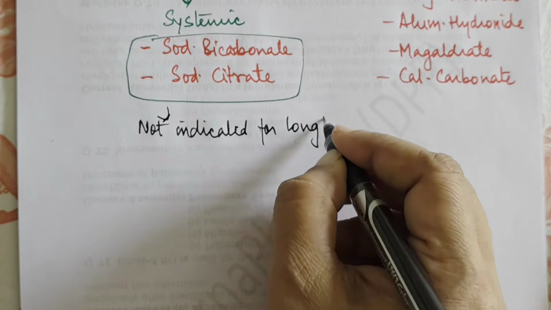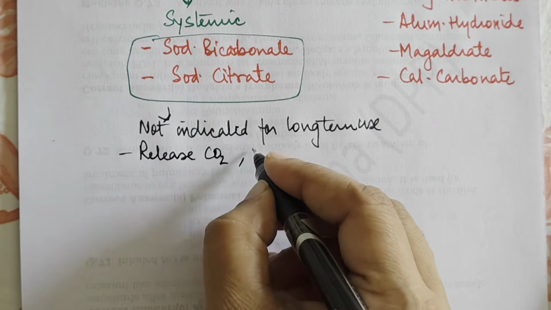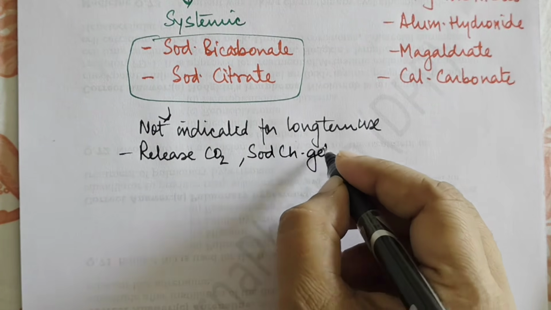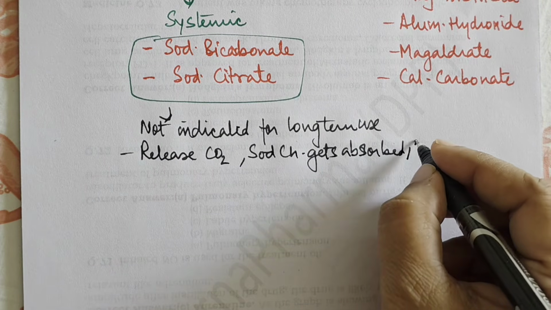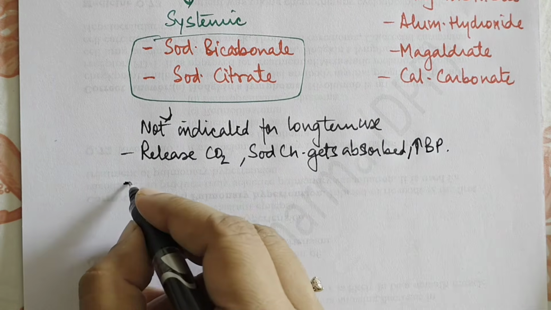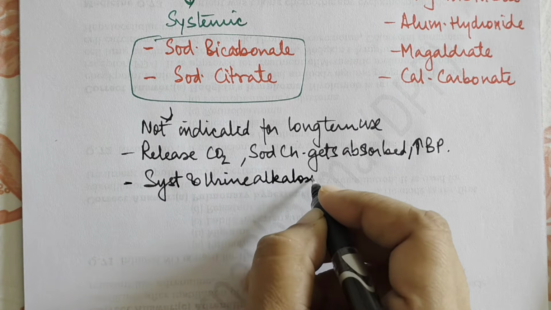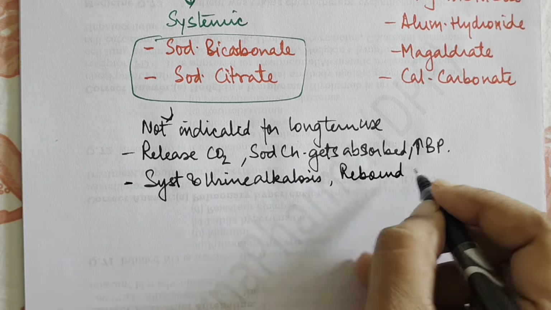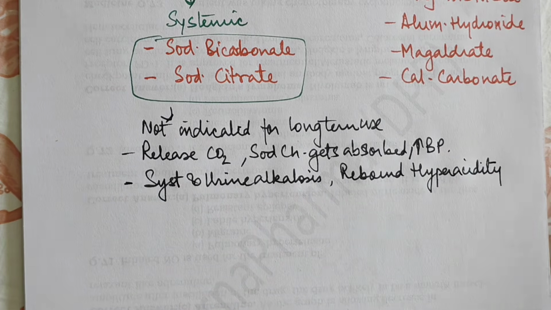Now the systemic ones, these drugs are not indicated for long-term use. Why? Because they release carbon dioxide first of all, then sodium chloride gets absorbed, and it can increase the blood pressure if there is a patient of blood pressure. Then systemic and urinary alkalosis can happen, and they can also cause rebound hyperacidity. So systemic antacids are not very commonly used.